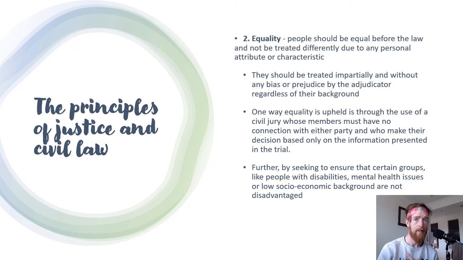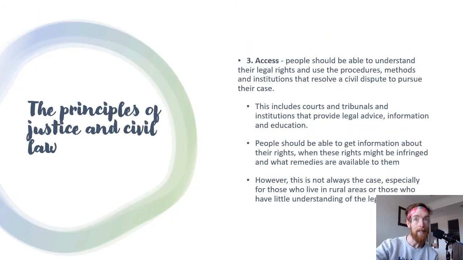Further to this, by seeking to ensure that certain groups like people with disabilities, mental health issues, or low socioeconomic background are not disadvantaged. So say, for example, if you're from a low socioeconomic background and you can't afford a lawyer, one is provided to you by the state. That achieves a little bit of equality because they are able to be represented and they're not just left to represent themselves. And lastly, we have access.